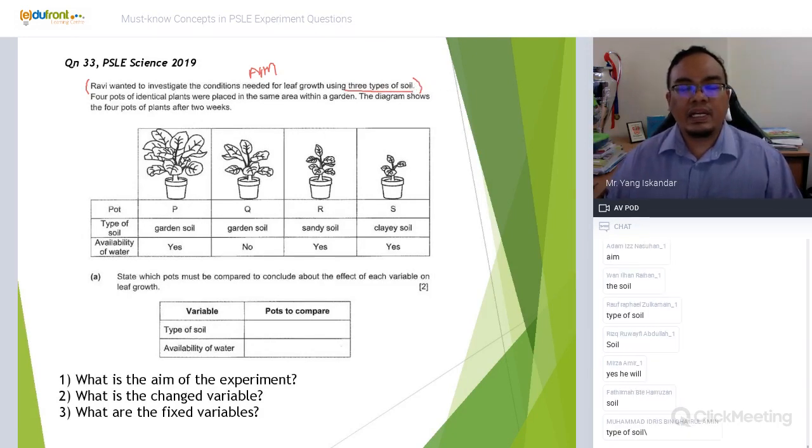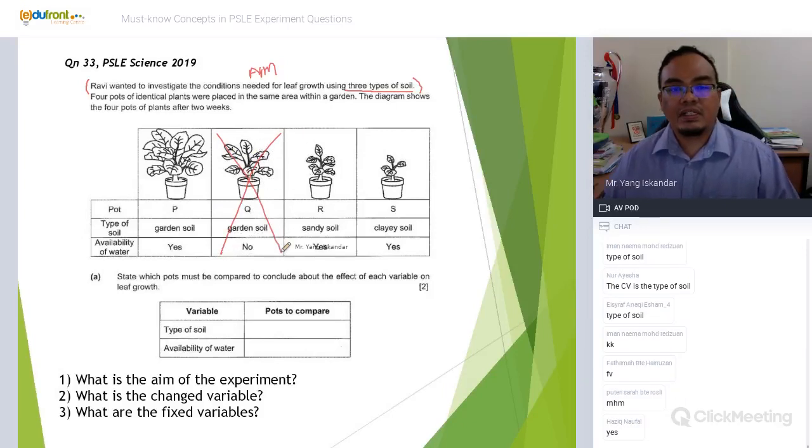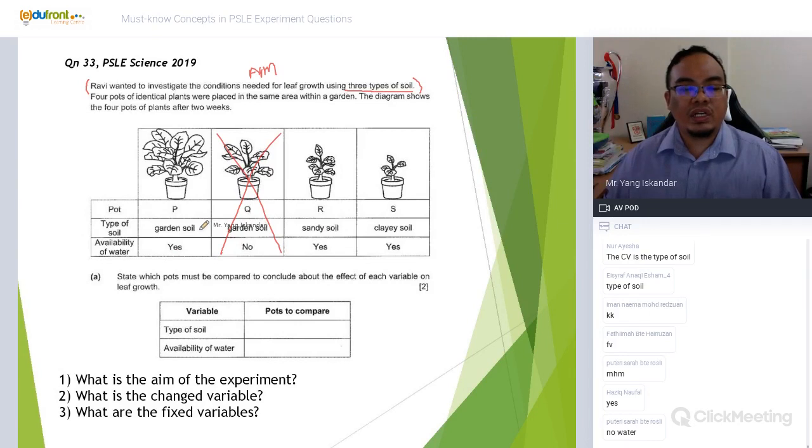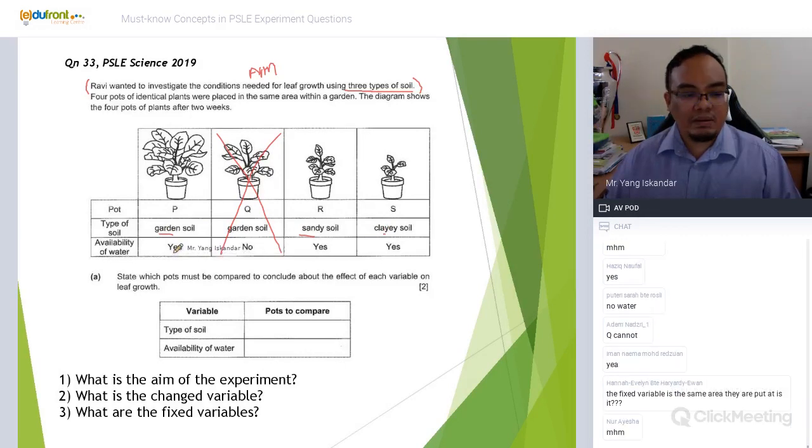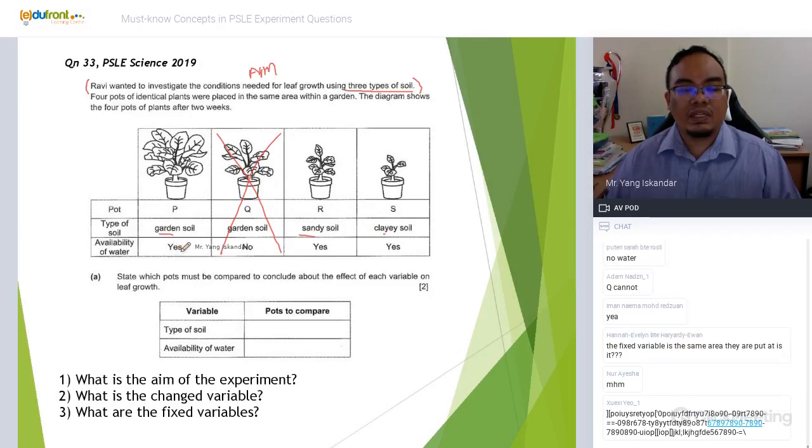Now remember, there can only be one change variable and other variables must be kept constant. Example here, availability of water. Here, yes, got water, no water, yes, yes. So there's a problem with this setup, right? Correct or not? Because we can only change the type of soil. Here, garden, sandy and clay. But other things must be the same, including the availability of water. Yes, yes, and yes.